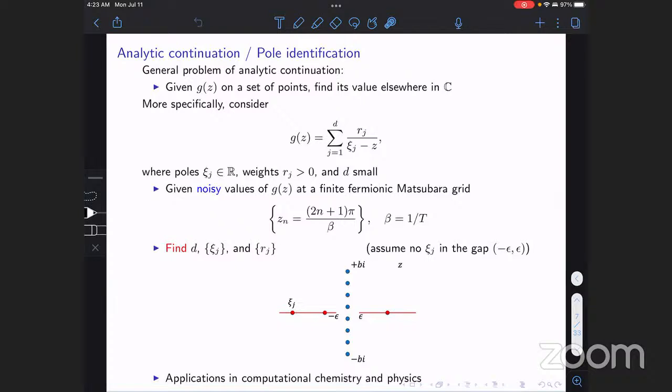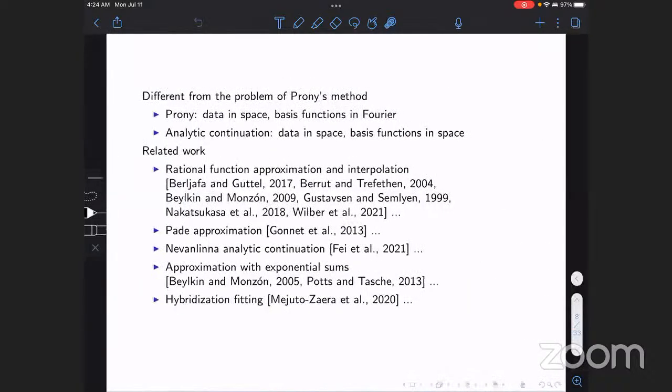Now, I'll make one assumption, which I will remove later on: that these cj's do not reside in the interval from minus epsilon to epsilon. So the red line, which denotes the potential support of the poles, does not touch the origin. Okay. All right. So how do we solve this problem? Well, before I dive into the details, let me comment that this problem is actually quite different from the Prony's method that I discussed a few slides ago.